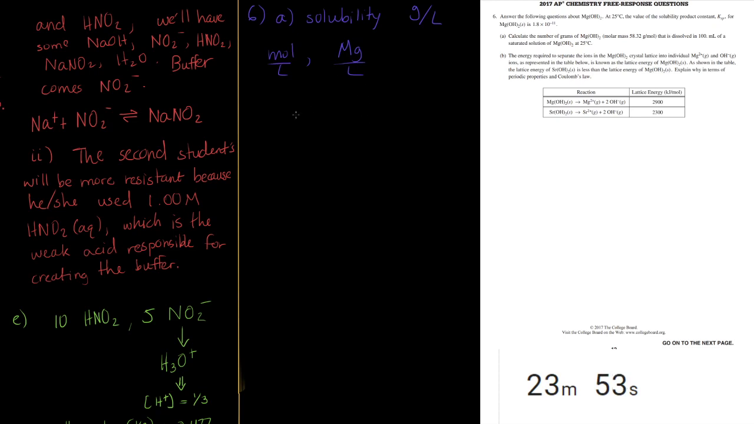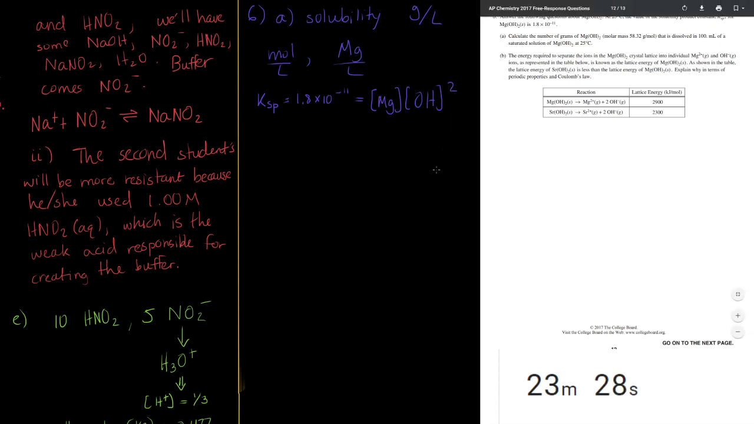We know this in terms of the concentration because the Ksp, which equals 1.8 times 10 to the negative 11th, also equals, in this case, the concentration of magnesium with the coefficient of 1 times the concentration of OH squared. There's a 2. Now, we know that for every magnesium, there are going to be 2 hydroxides. So if we write magnesium as x, we can write hydroxide as 2x.